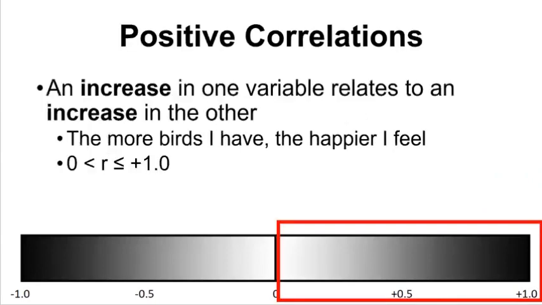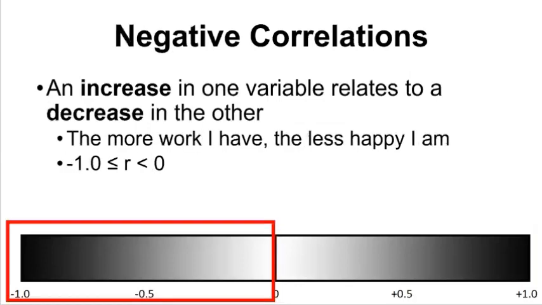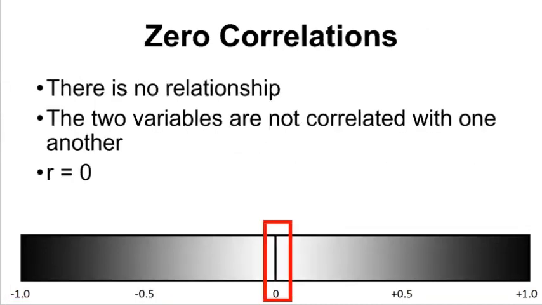A positive correlation occurs when an increase in one variable relates to an increase in the other, and is represented anywhere from 0 to 1, depending on the strength of that relationship. A negative correlation occurs when an increase in one variable relates to a decrease in the other, and is represented anywhere from -1 to 0. A correlation of 0 indicates that there is no relationship, that the two variables are not correlated with one another at all.